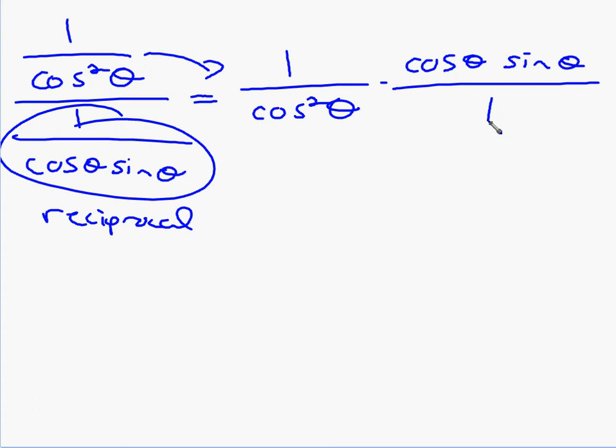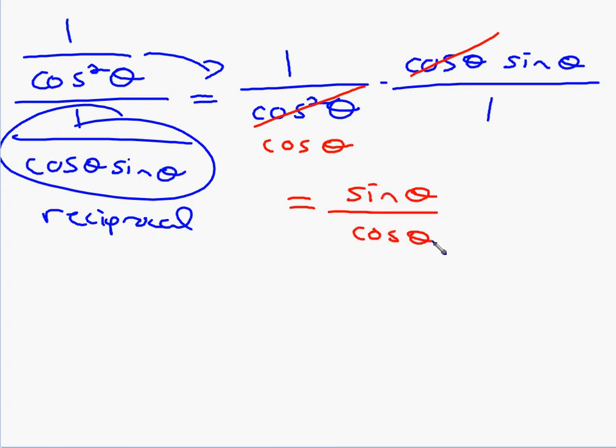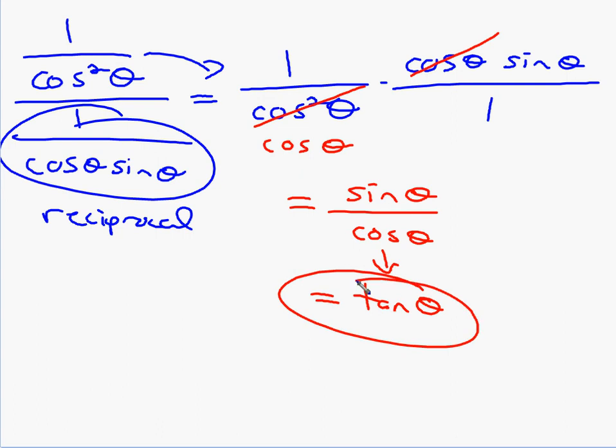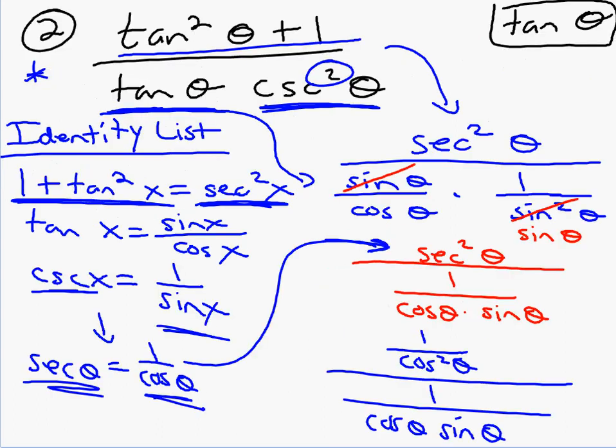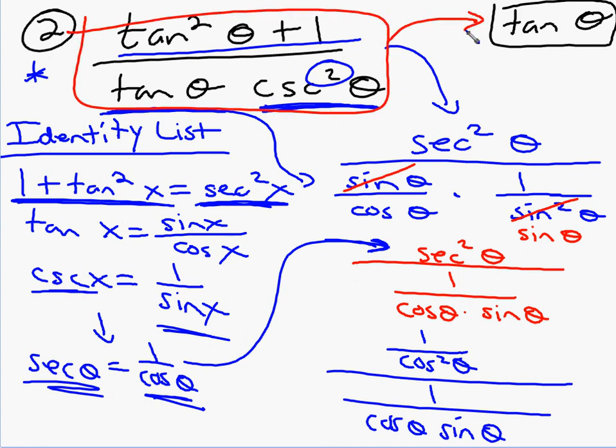And finally, we are about done simplifying this ugly mess. I can do some slashing. This cosine goes away, one of these cosines goes away. And the only thing that's left is sine theta over cosine theta, which we know is the same thing as the tangent of theta. And we have done what we needed to do. We showed that this ugly, ugly mess is really just the same thing as the tangent of theta.